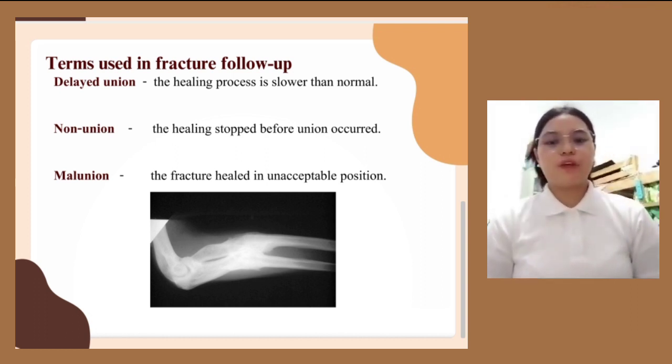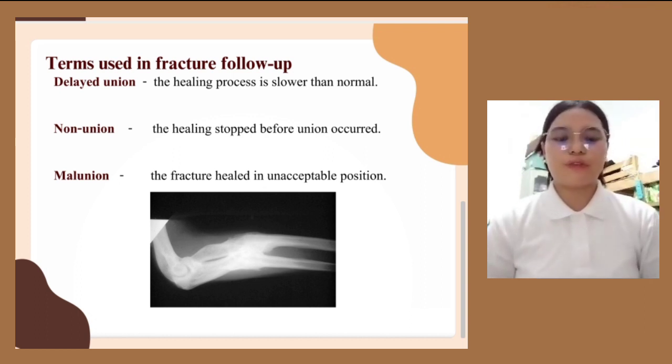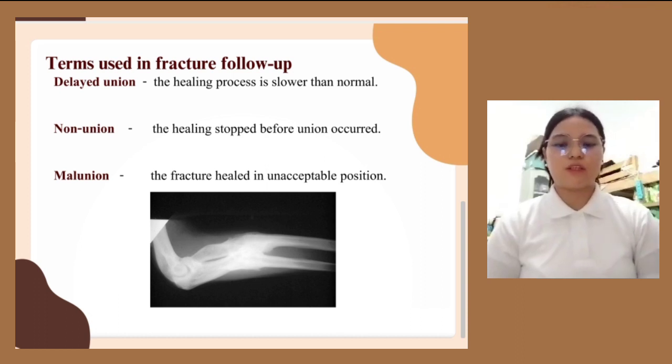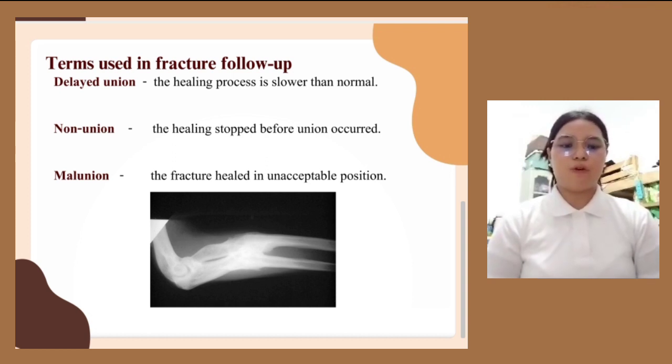Malunion, the fracture healed in an unacceptable position, is a condition in which a fractured bone has healed in an improper position. This can result in deformities, functional limitations, and discomfort. Treatment for malunion may involve orthopedic procedures to correct the alignment of the bone, such as osteotomy, or bone cutting and realignment. One example of malunion fracture is a fractured femur that heals in a slightly misaligned position.